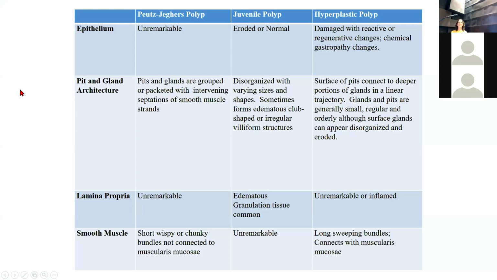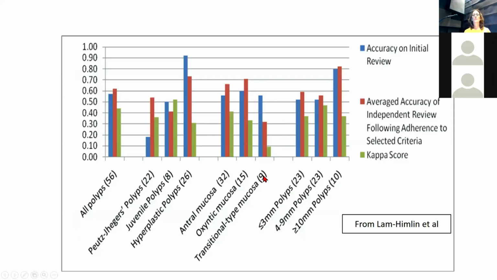Oh, magic. All right, so you can see that we came up with these criteria. Do they work? Well, a little bit. This is actually from a paper by Dora Lamb-Himlin, and you can see how accurate we were. So we did pretty well if the polyps were giant, but if they were small, no, we did a terrible job. So it's the way it is.